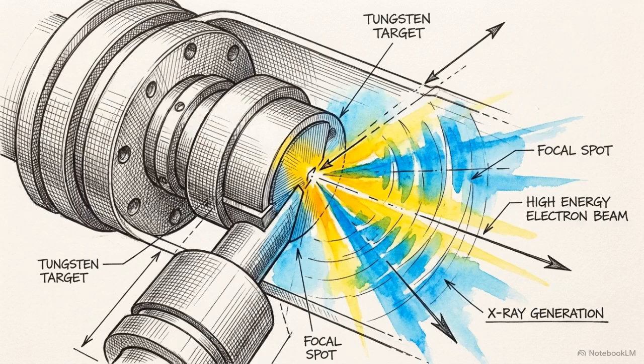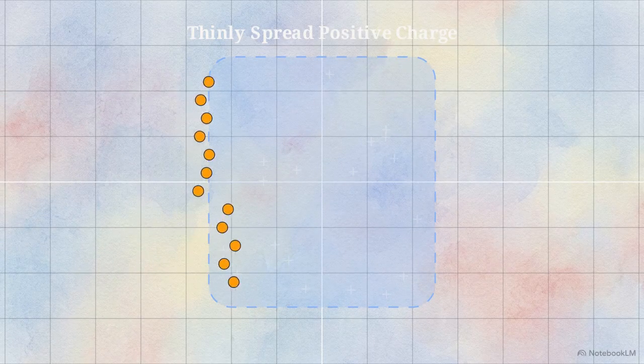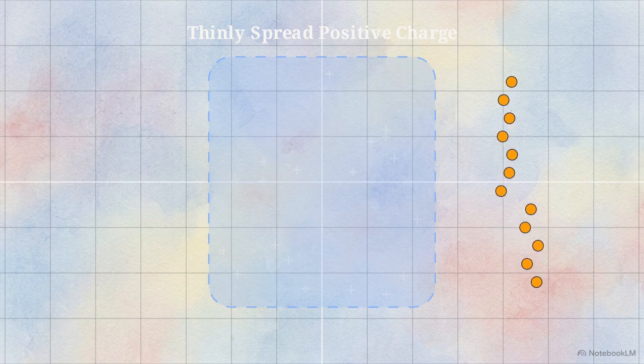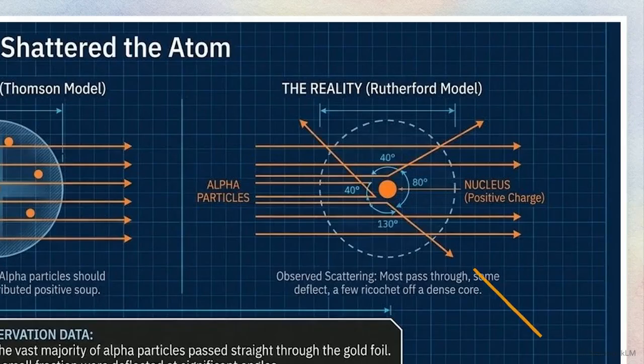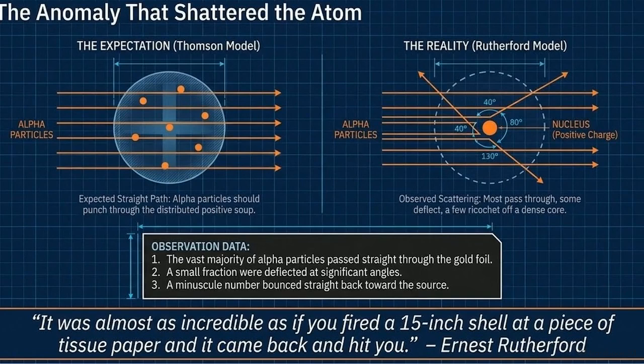Thomson's discovery of the removable electron and its negligible mass established the physics that makes creating X-rays and biological ionization possible. Ernest Rutherford tested the Plum Pudding model by firing heavy, positive alpha particles at a thin sheet of gold foil. The expectation was that these heavy projectiles would punch straight through the thinly spread positive charge. Instead, while most particles passed through, some deflected at extreme angles. The data showed the vast majority passed straight through, while a minuscule number bounced directly back toward the source.